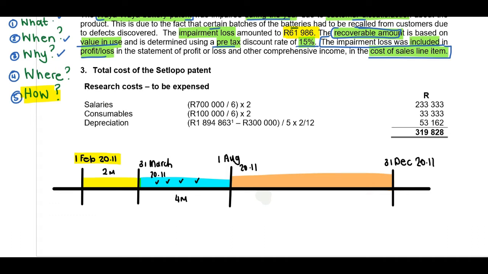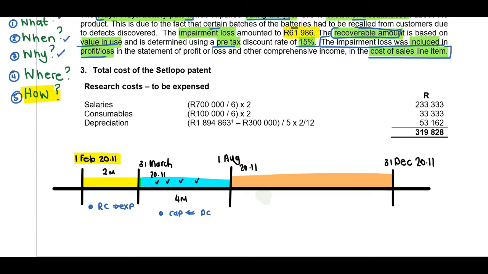Right. Okay. Now, if we look at this, we need to determine the amount that should be capitalized. Therefore, do you agree with me that we will capitalize the 4 months in terms of our development cost? Our research costs will be expensed.